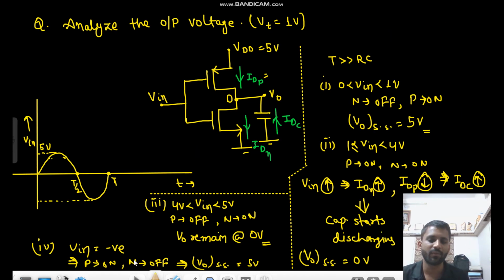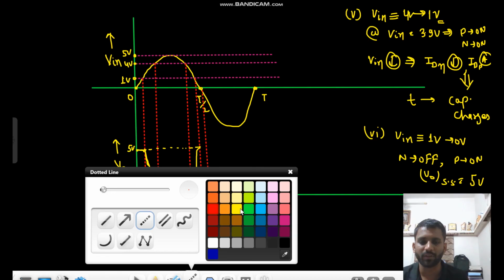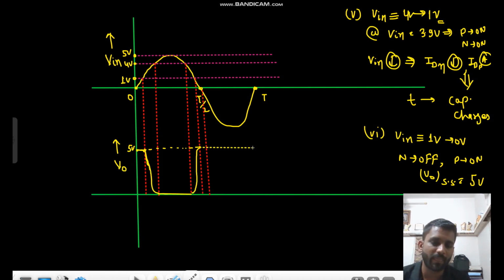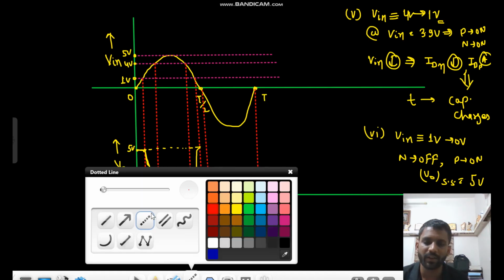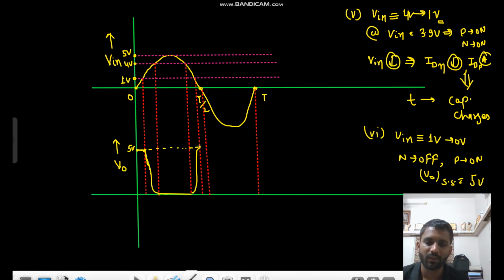And for the negative cycle, what happens? For the negative cycle, V0 steady state is 5 volt only. Now it will always remain at 5 volt till time t. This is the time t. So till time t, it will remain at 5 volt only, right? Did you understand it? Let us call this time t1, t2. These are the time spans. So I hope you can see the curve now.